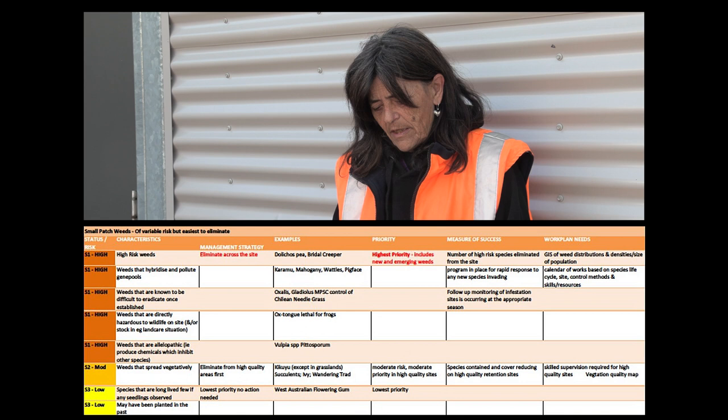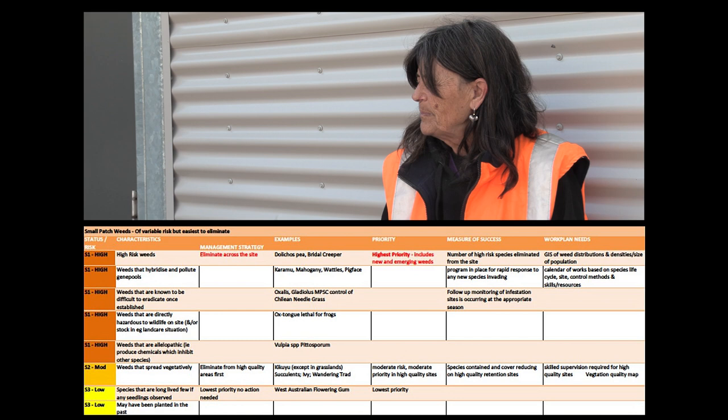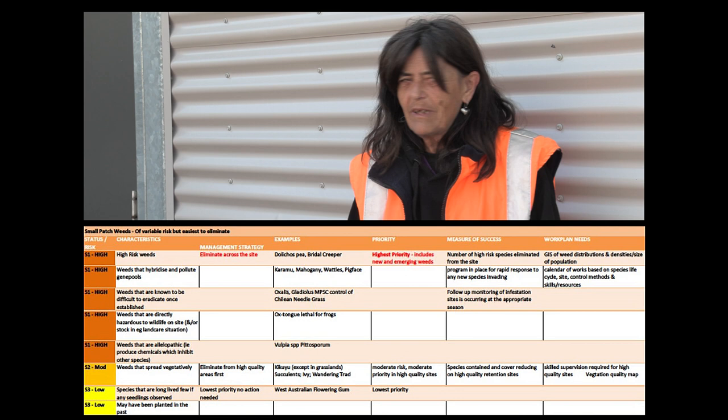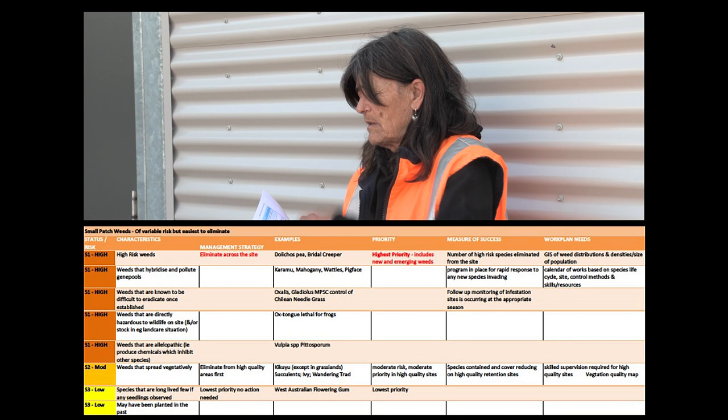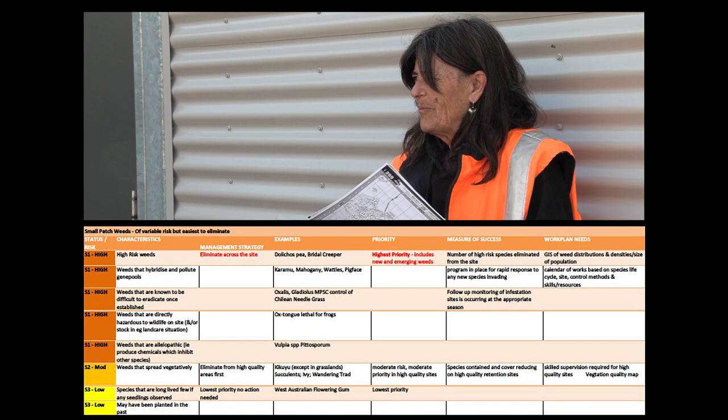So the next status are weeds that are known to be difficult to eradicate once established. I'm sure you've had experience with things like soursop. Some of these things are really hard to get rid of. You know, gladiolus is really hard to get rid of. It's on the drains at Sunderland Bay. Polygala. Polygala is not so hard to get rid of. We'll discuss that. Margaret won't agree. Well, I've got rid of acres of polygala, so I can give you some good ideas on that.